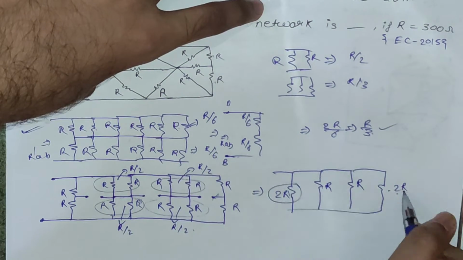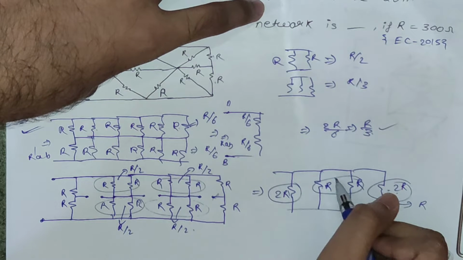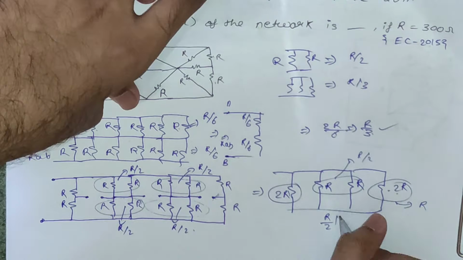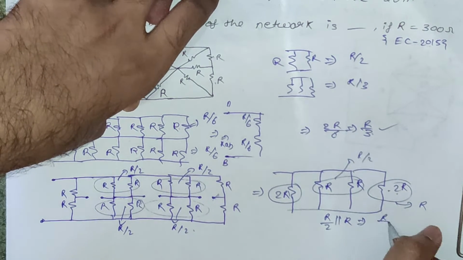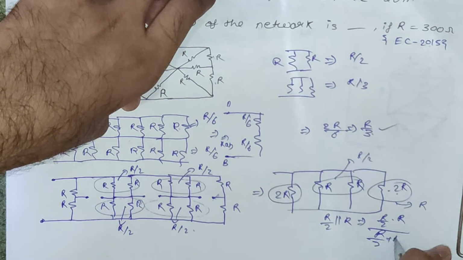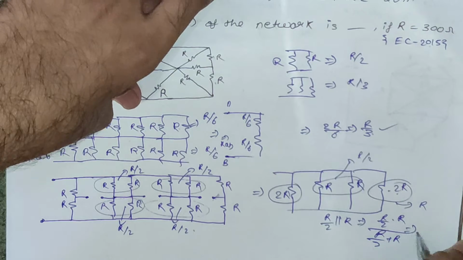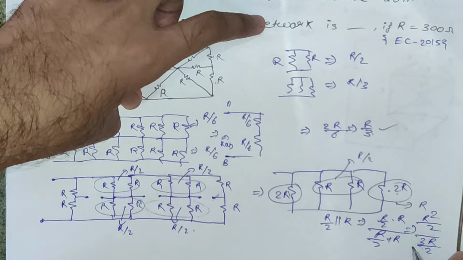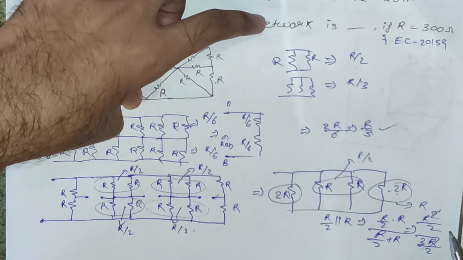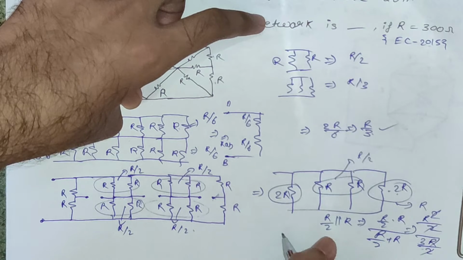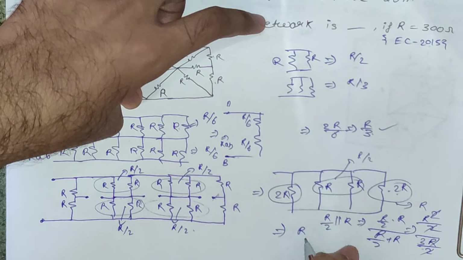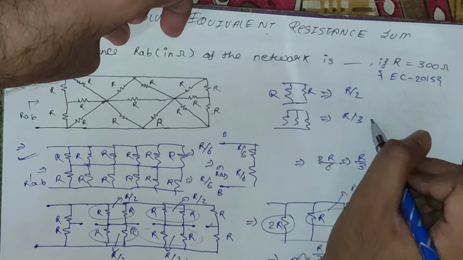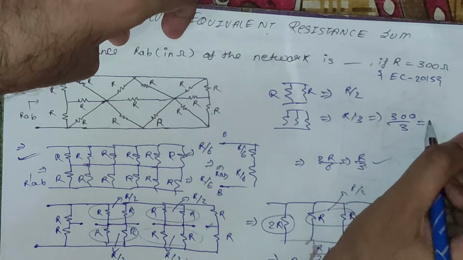So 2R parallel with 2R will be R, R parallel R will be R by 2. So we get the parallel combination of R by 2 parallel with R. We can write it as R by 2 into R upon R by 2 plus R. This is the formula, RA into RB upon RA plus RB. So we get R square by 2 over 3R by 2, since 1 by 2 plus 1 will be 3 by 2. This R got cancelled, and this 2 also got cancelled, so we get the combination as R by 3. Since in the question the value of R is 300 ohm, we can write it as 300 by 3, so the answer will be 100 ohm.